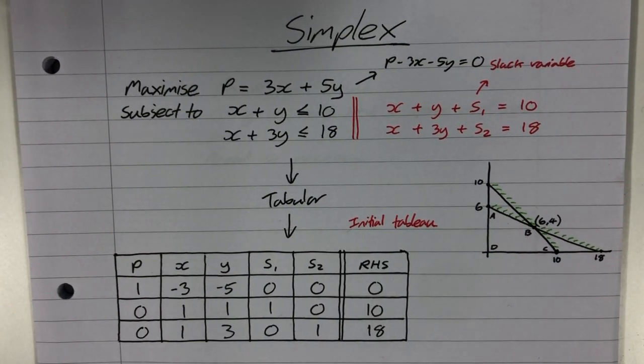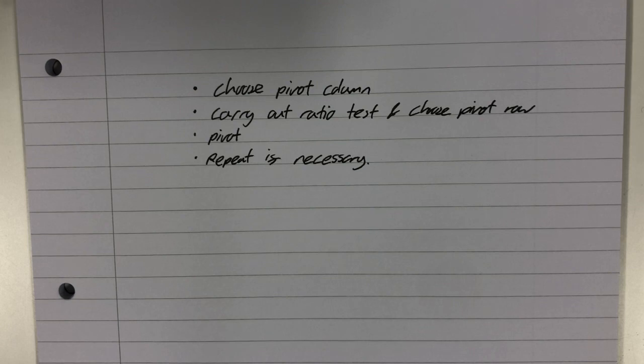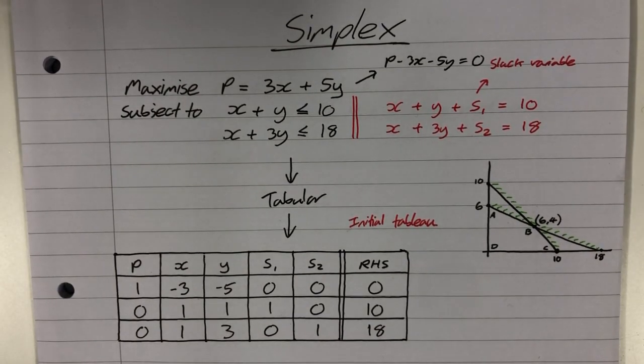So once you've got your tables down, those are the instructions you follow. You choose a pivot column, you carry out the ratio test and choose a pivot row. You then pivot, and then you repeat if necessary. Okay, so those are the steps I'm going to be following, the 3 steps, and then repeating them as appropriate. And I'll talk you through each step as we get there. So first of all, is to choose a pivot column.